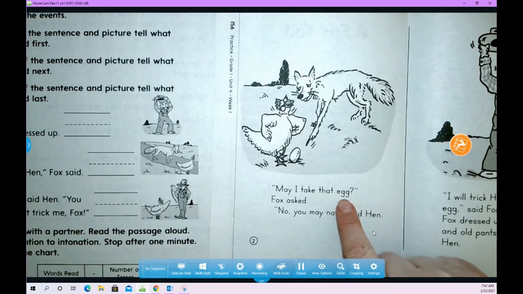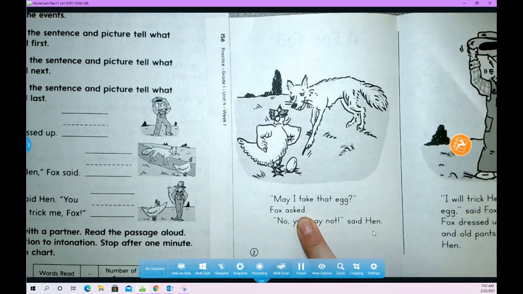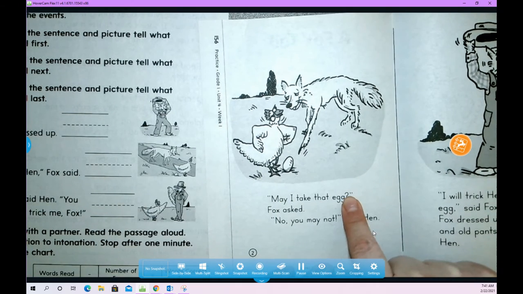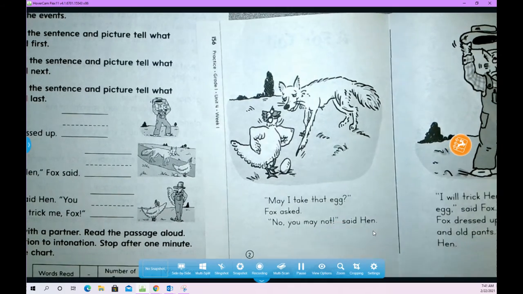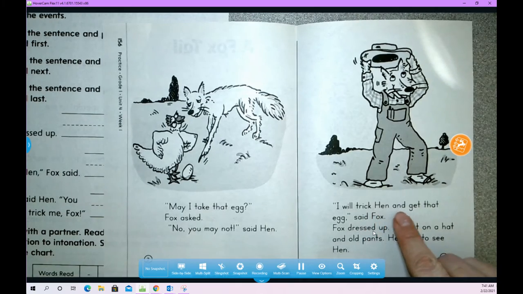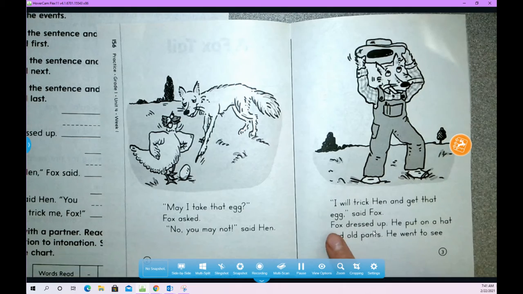"May I take the egg?" Fox asked. So who was talking here? Fox was talking again. "No, you may not," said Hen. So who was talking here? Hen. That's why we have the little marks. "I will trick Hen and get that egg," said Fox.